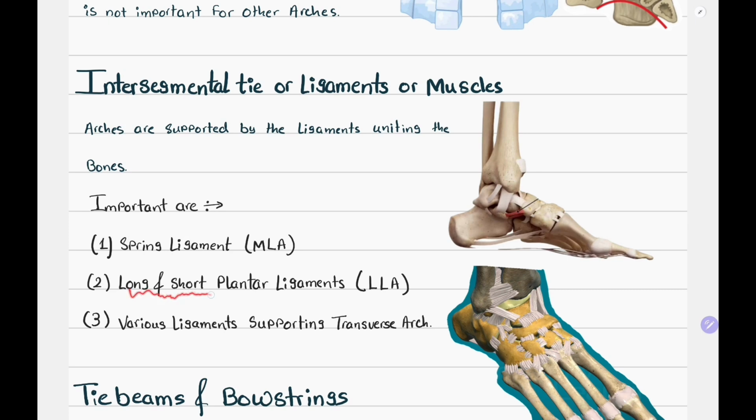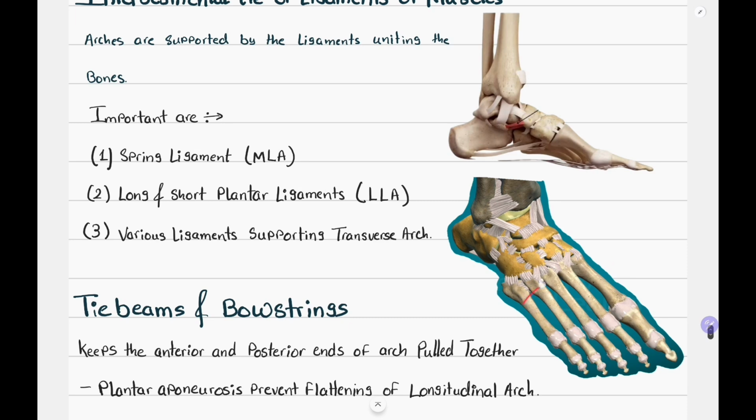Likewise, the short and long plantar ligament. This one is the long and this one is the short plantar ligament that help in maintaining the lateral longitudinal arch. And there are various other numerous ligaments supporting the transverse arch. So here is the transverse arch and there are various ligaments that support the transverse arch.